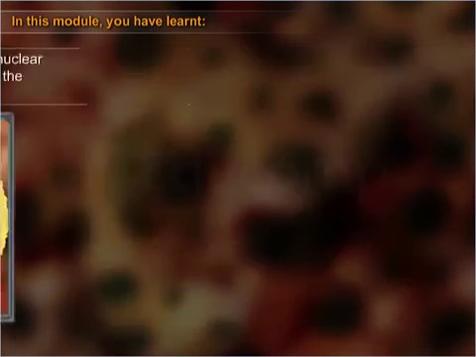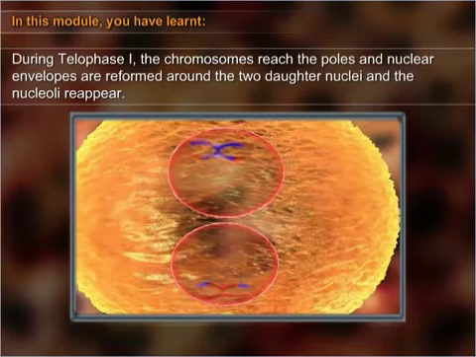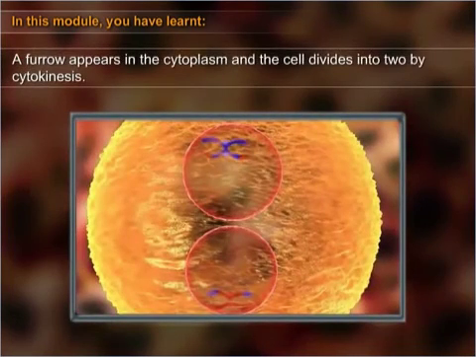During telophase 1, the chromosomes reach the poles and nuclear envelopes are reformed around the two daughter nuclei and the nucleoli reappear. A furrow appears in the cytoplasm and the cell divides into two by cytokinesis.